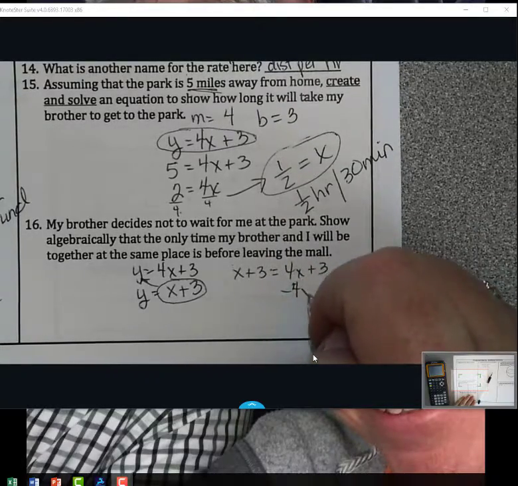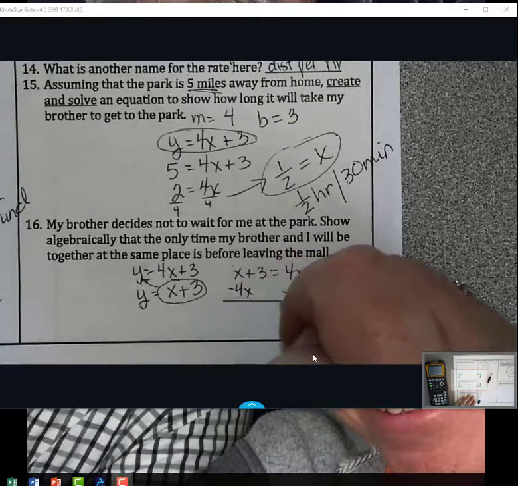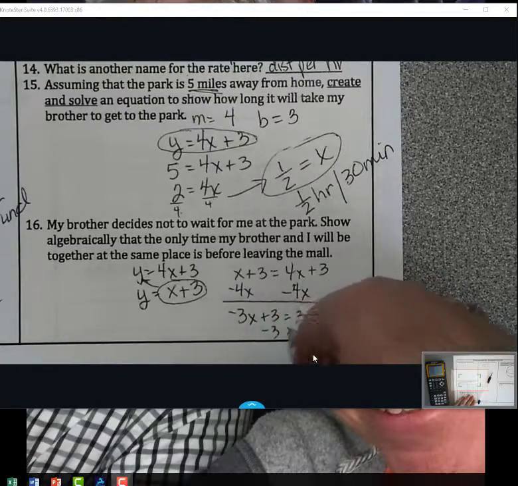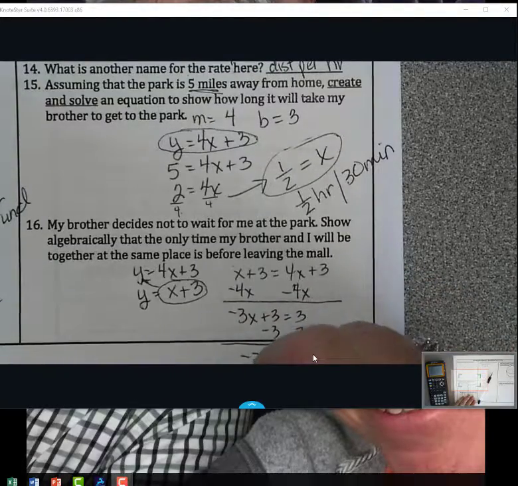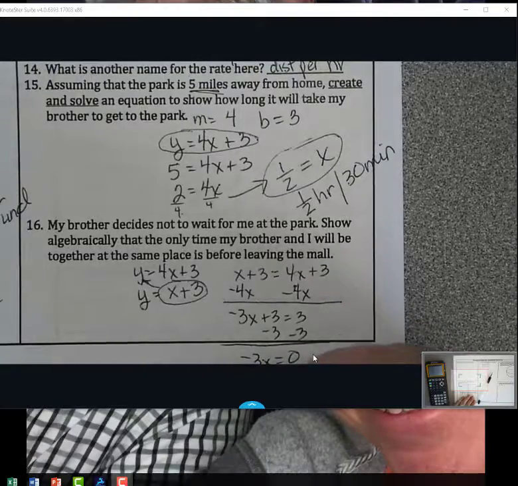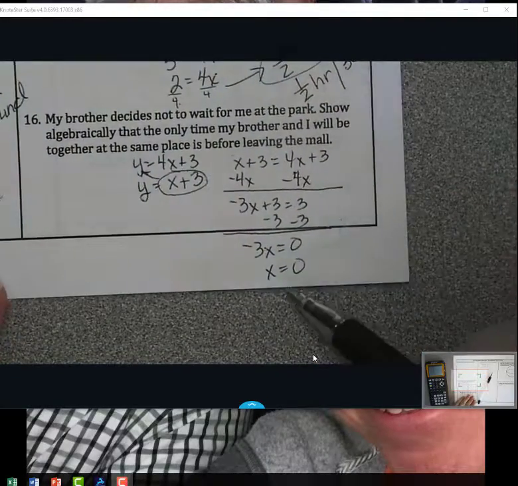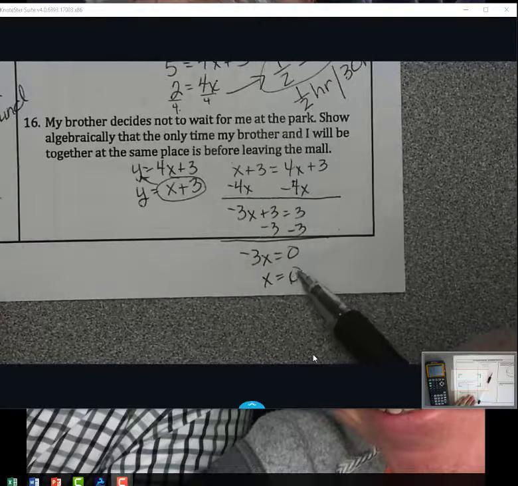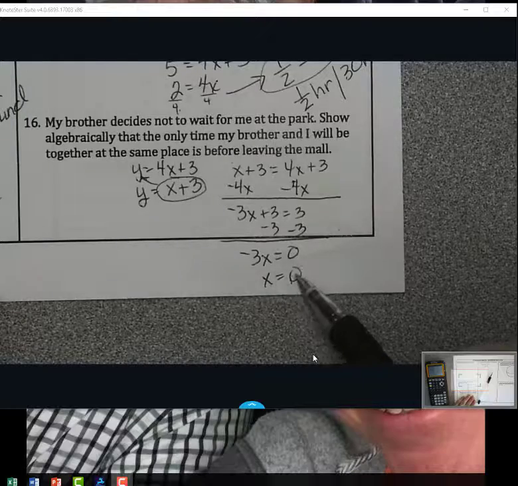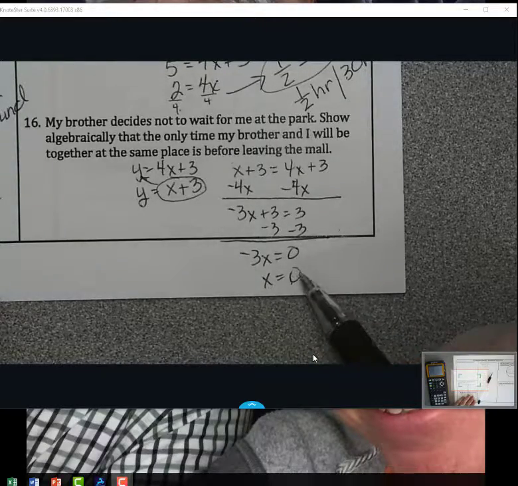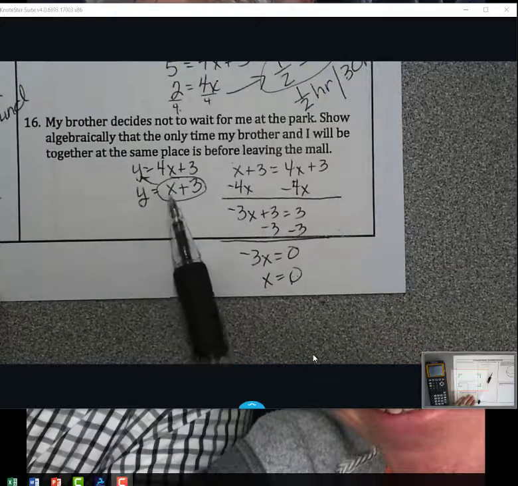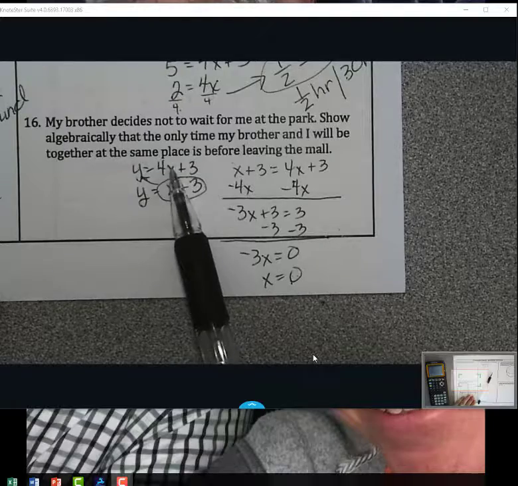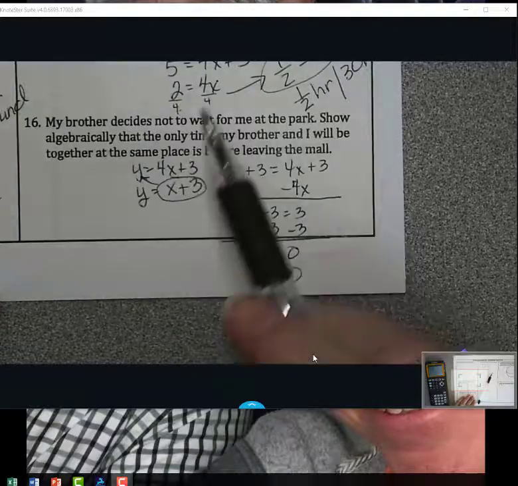Okay, I like to get all of my variables on the same side, and then isolate. Okay, so my x equals 0, right? But I'm trying to show at time 0 that they're in the same place. So not only do I need to figure out what x is, I need to figure out what y is. So I'm going to use either one. If I substitute 0 in here, y equals 3. If I substitute 0 in here, y equals 3.